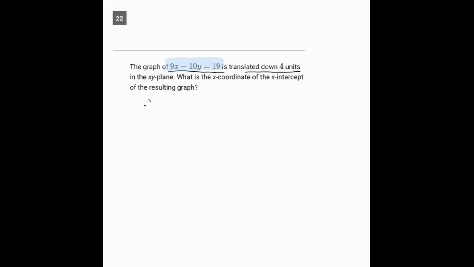So let's do that. We have 9x minus 10y equals 19. We want y equals mx plus b. So let's take away 9x from both sides, and we'll have negative 10y is negative 9x plus 19. Now, I wrote the x before the 19, and that's because we're thinking in our minds that we need to have this looking like y equals mx plus b. So negative 9x plus 19 is so much better than 19 minus 9x.